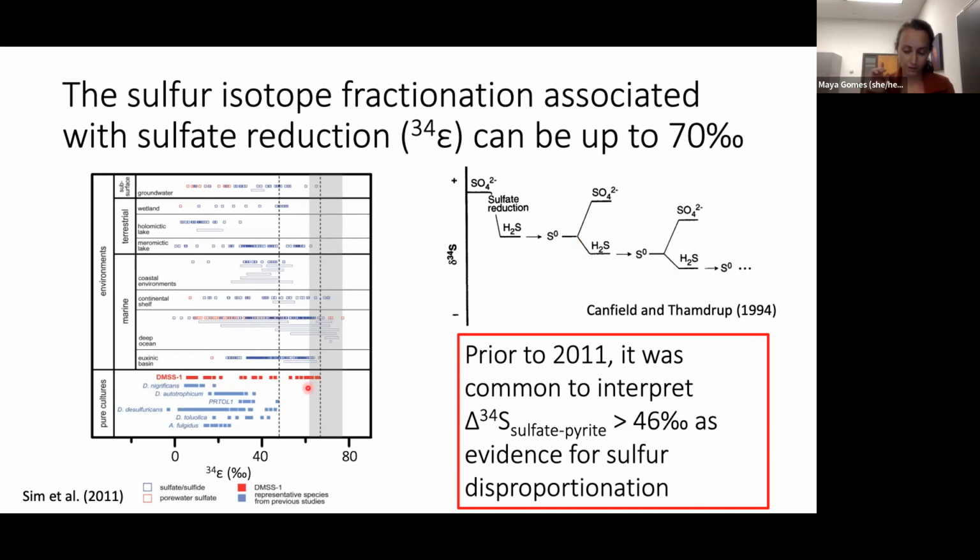So I want you to think about this when you're doing literature searches, because if you look through the literature prior to 2011, you'll commonly see people interpreting sulfur isotope offsets between sulfate and pyrite that are greater than 46 per mil as being due to sulfur disproportionation. And so when you read those interpretations now, you should think about that with a grain of salt, because this is no longer a unique interpretation.